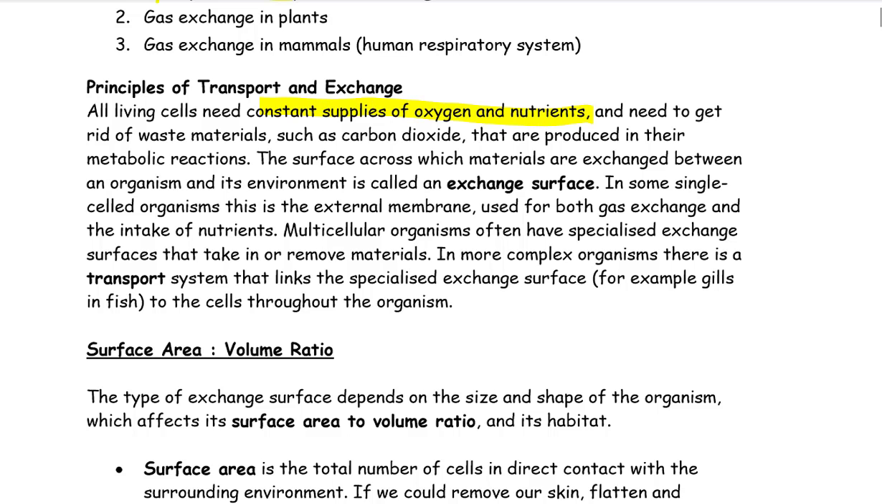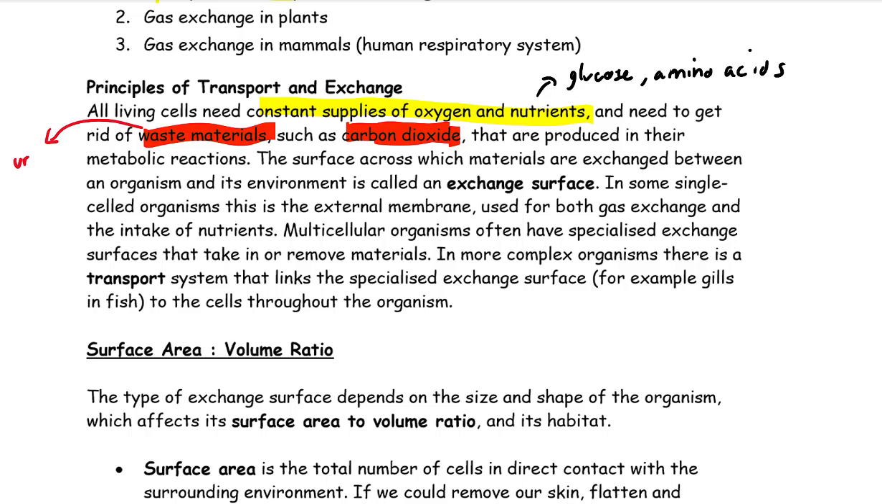If we have to name some nutrients to be a bit more specific, like glucose, amino acids, things like that. And they need to get rid of the waste materials such as carbon dioxide, and another waste material might be urea.